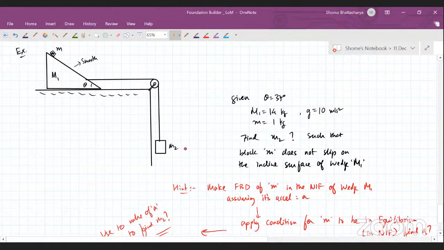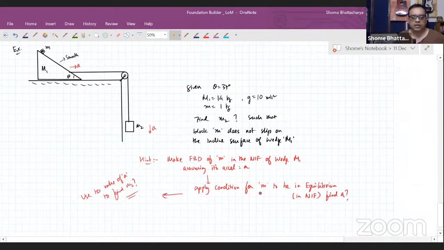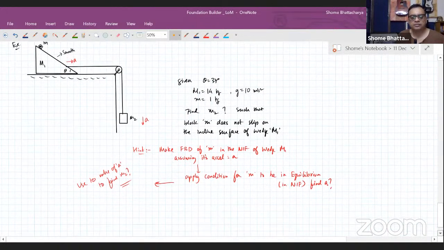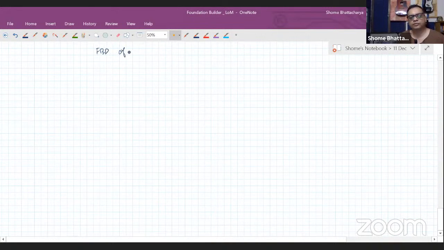Okay, so as I was saying in this question, first thing you do is you assume the acceleration is a, and assume that with respect to this the block is not slipping. So with that assumption, when you make the free body diagram, as I've given you in the hint, make the free body diagram of the small block m in the wedge's frame, in the wedge M1's frame.